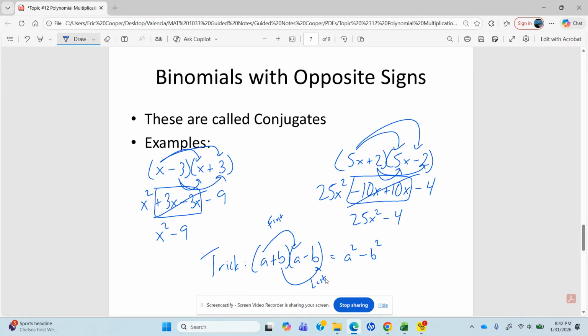You can go ahead and FOIL it out if you want as well. You will just take a little bit longer to get to the answer, but that is okay. That's just a trick and a shortcut. But again, it only works for binomials with opposite signs. It does not work if they have the same signs. They must have the opposite signs to be able to use that trick.